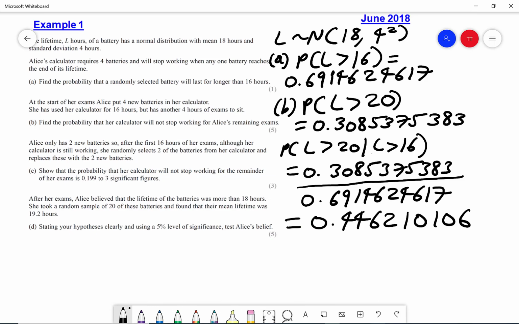So now that I've got that, I need to remember this is for each of the older batteries, and you're going to see why in a minute. Older battery.